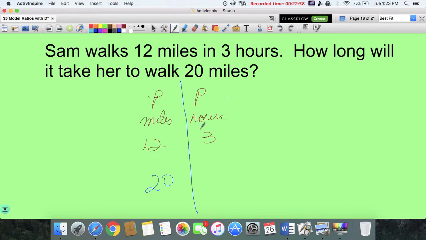So, this one, what about side to side? Is there anything divided by 12 to give you 3 if you went from 12 this way? It'd be divided by 4, right? So 12 divided by 4 gives you 3. I can do that here and go 20 divided by 4. So going sideways is divided by 4, and 20 divided by 4 gives me 5. So to walk 20 miles, it will take her 20 hours. Sorry, 5 hours.